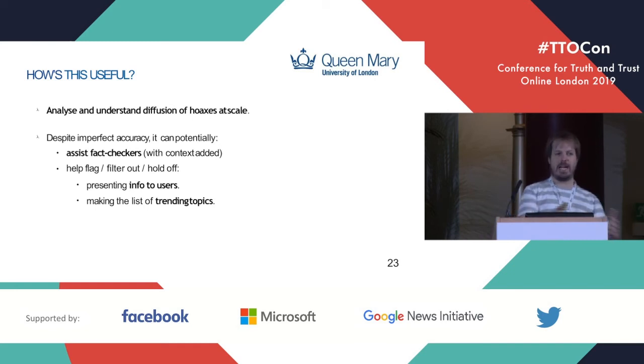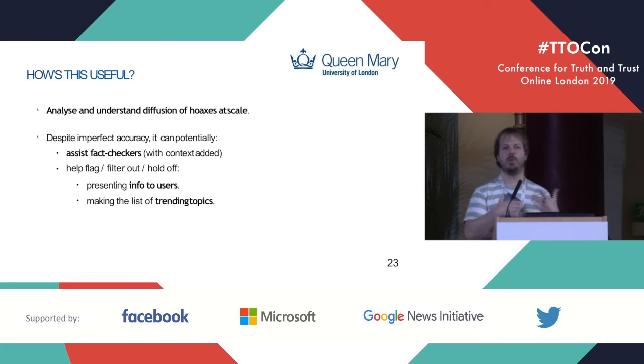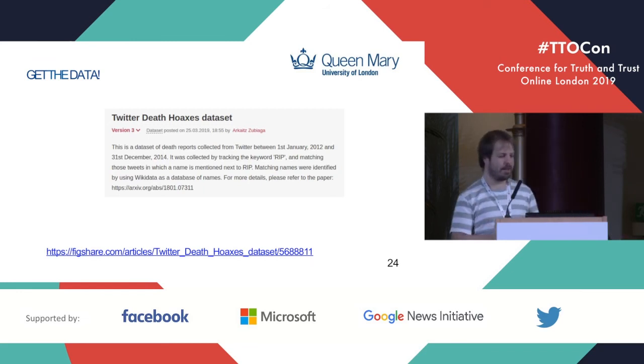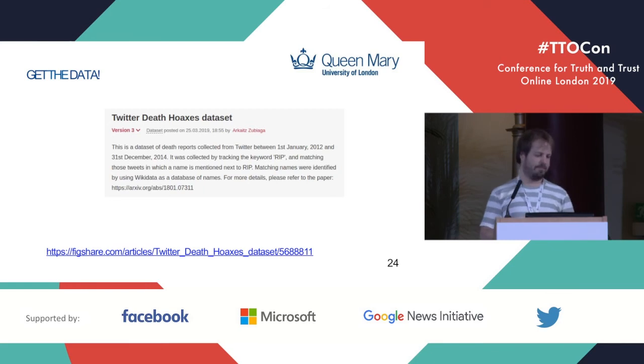One is from the academic side of things: we want to understand how hoaxes start and how hoaxes are spread, so we can understand the phenomenon better. And then we can perhaps apply it to other kinds of misinformation cases. But we still think it can be useful for assisting fact-checkers. If we can give them some context into why we think something is false or true for our classifier, it can help out.